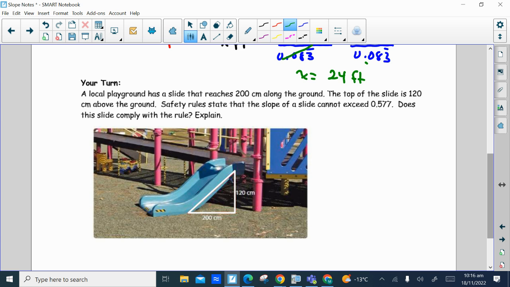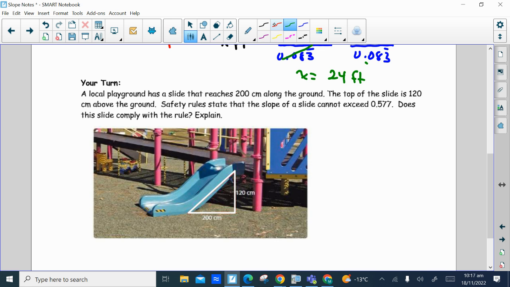So slope is used in order to determine how safe something is. This next example, we're looking at the safety of a slide. A local playground has a slide that reaches 200 centimeters along the ground. The top of the slide is 120 centimeters above the ground. So you can see on the diagram, the triangle is kind of drawn there. Safety rules state that the slope of the slide cannot exceed, which means it can't be greater than 0.577. Does this slide comply with the rule?